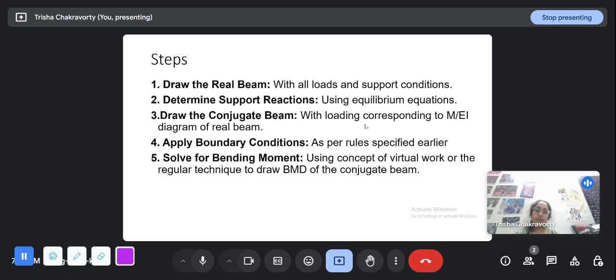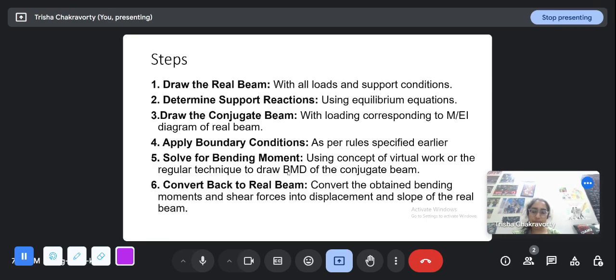Then we will solve for bending moment using the concept of virtual work or the regular technique to draw the BMD of the conjugate beam. Again, you might not need to draw the entire BMD. You might just have to find out the bending moment at a particular section where you have been asked to find the deflection, and we will convert back to the real beam, converting the obtained bending moments and shear force into displacements and slope of the real beam.